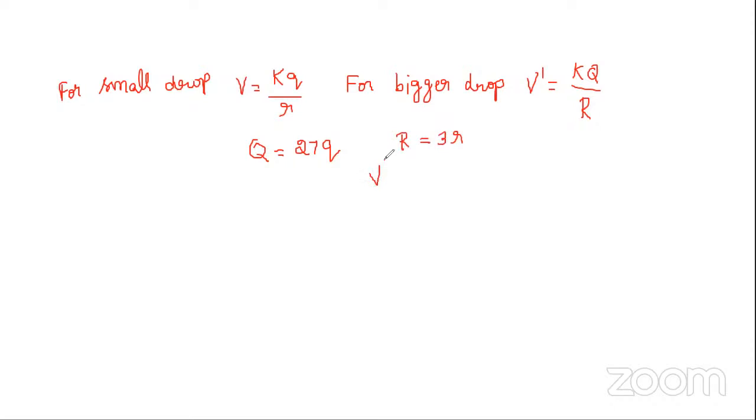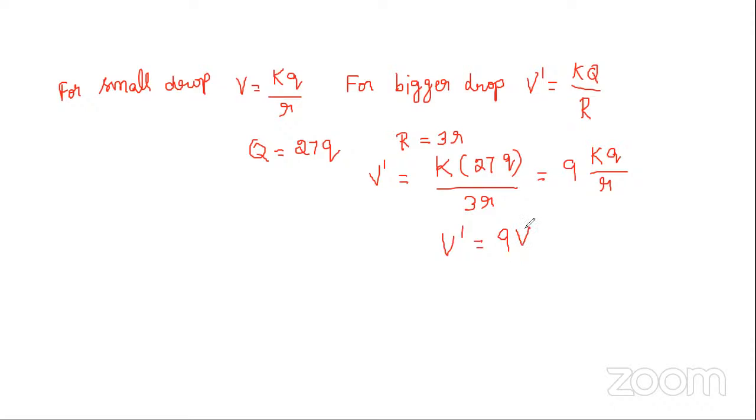So V prime is equal to K into 27q divided by 3 small r. So this will be 9 times K into capital Q divided by R. So this quantity 9 into kq by small r is nothing but 9 times the potential on the smaller drop. So V prime is equal to 9 times the potential on the smaller drop.